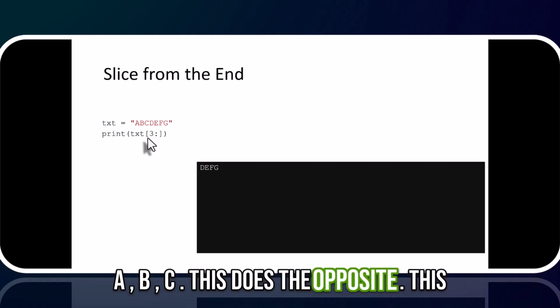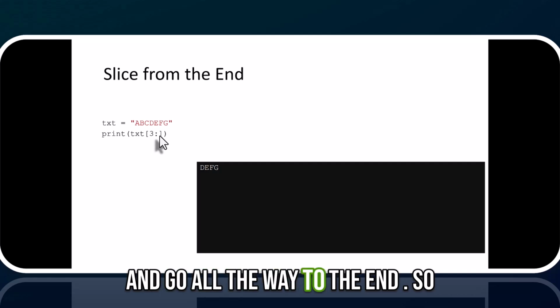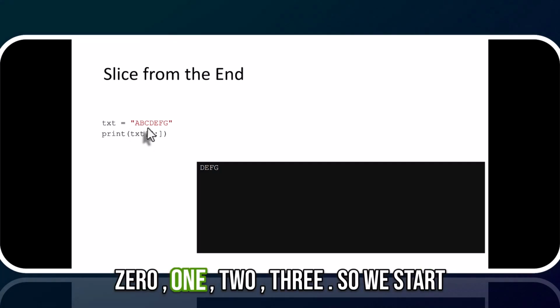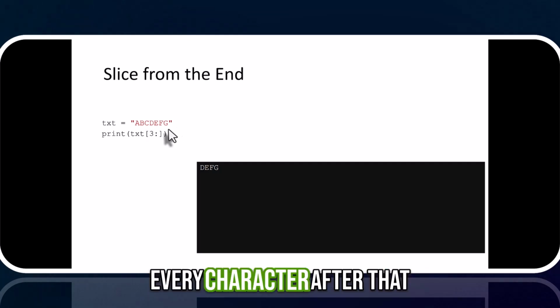This does the opposite. This says start at index number 3 and go all the way to the end. So 0, 1, 2, 3. So we start with a D and then just include every character after that.